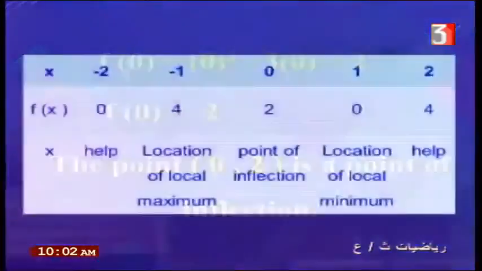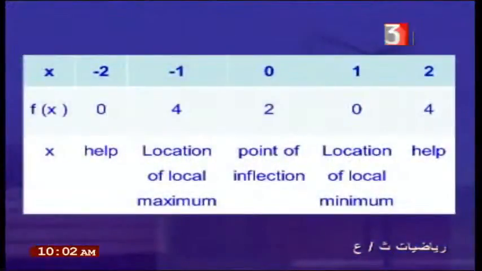Now we have a table. The values of x: negative 2, negative 1, 0, 1, and 2. The values of y: 0, 4, 2, 0, and 4. The point 0 and 2 is a point of inflection. And the point negative 1 and 4 is the location of the local maximum value. The point 1 and 0 is the location of the local minimum value. And the two points, negative 2 and 0, and 2 and 4, are points to help us sketch the curve of this function.